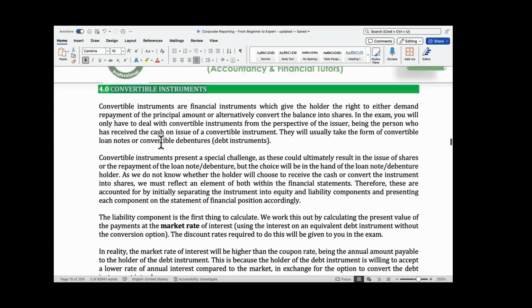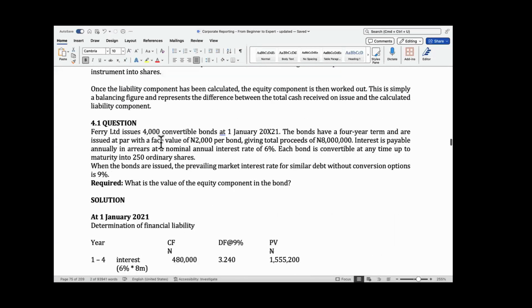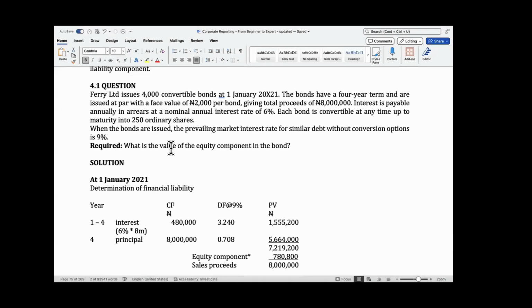So let's see how we do that with a question. This question talks about Ferry Limited. It issues 4,000 convertible bonds on 1st January 2021. The bonds have a 4-year term and are issued at par with a face value of 2,000 per bond, giving total proceeds of 8 million. Interest is payable annually in arrears. Nominal interest rate is 6%. Each bond is convertible at any time up to maturity into 250 ordinary shares. When the bonds are issued, the prevailing market interest rate for similar bonds without conversion option is 9%.